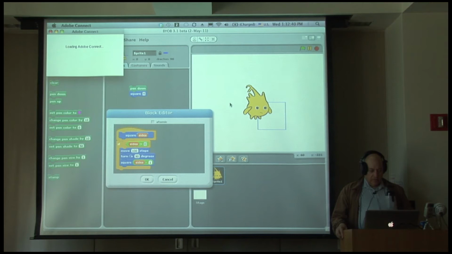Before, it's always gonna be a square. To make something else with a square, you'd have to change.